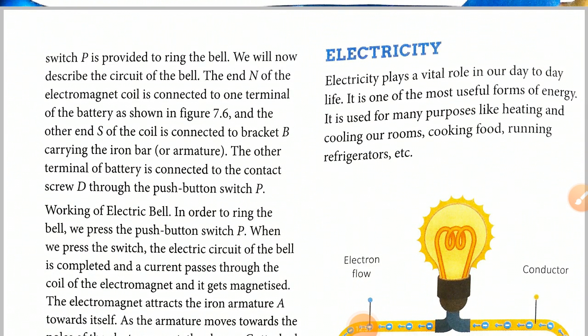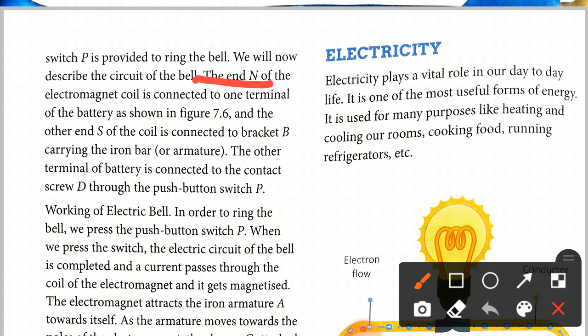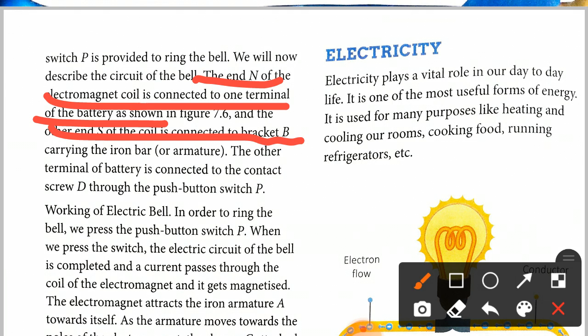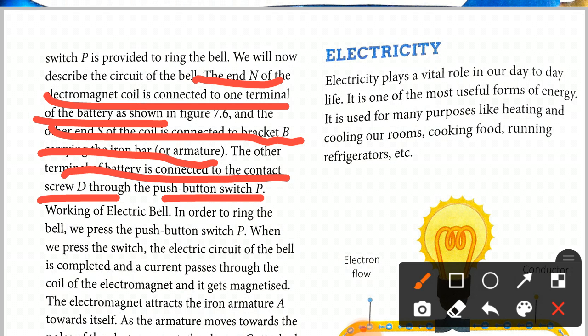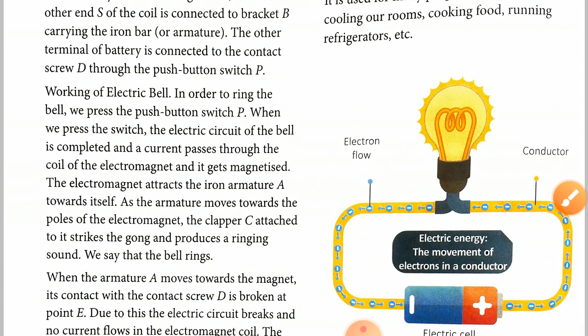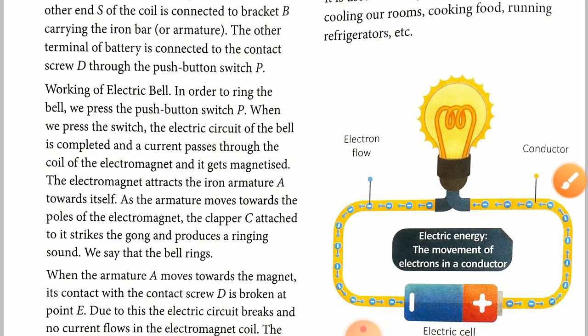We will now describe the circuit of the bell. One end of the electromagnet coil is connected to one terminal of the battery as shown in the figure, and the other end of the coil is connected to the bracket B carrying the iron bar or armature. The other terminal of the battery is connected to the contact screw D through the push button P. So now the working of the electric bell: in order to ring the bell we press the push button or switch P, fine.